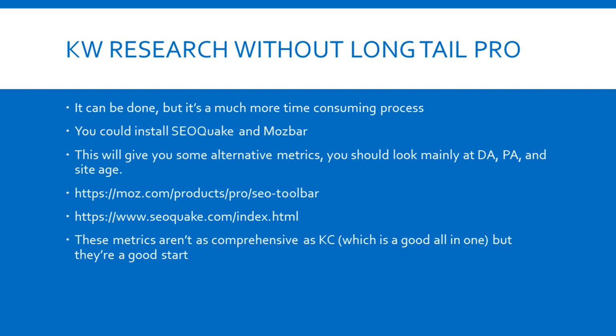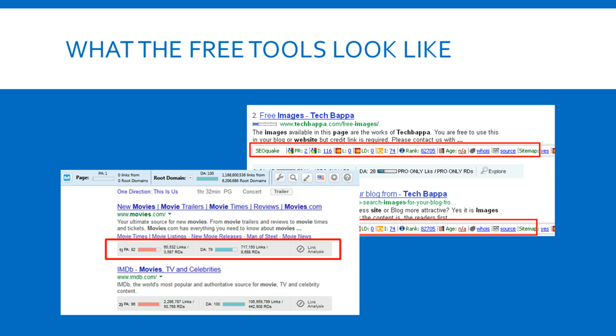The metrics aren't as comprehensive as KC. KC is a really good all-in-one metric. But these metrics are available for free and they're a good start if you want to go that route. This is what the free tools look like. They basically overlay in your browser. They add a little bit under search results when you search in Google, and you can see PA and DA for any given page. The SEOQuake toolbar shows you a bunch of different metrics, things like PageRank, which is kind of an outdated metric, site age, and some other metrics you might find useful.